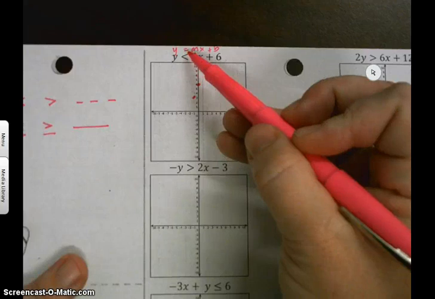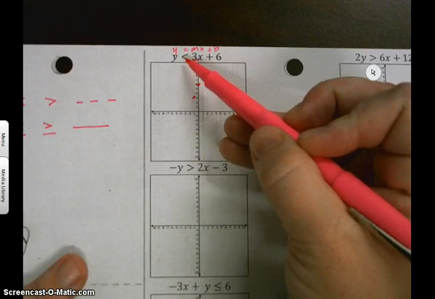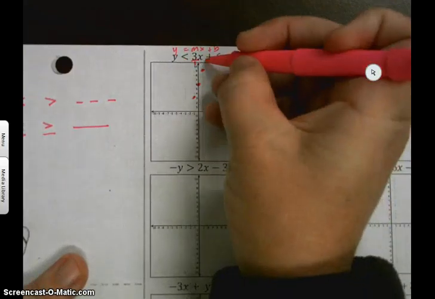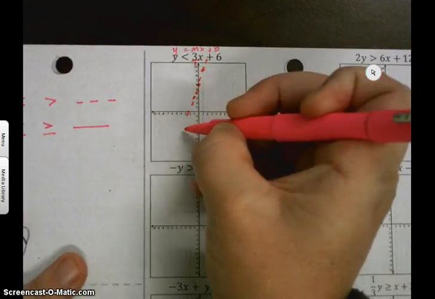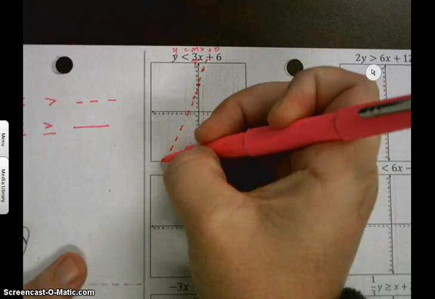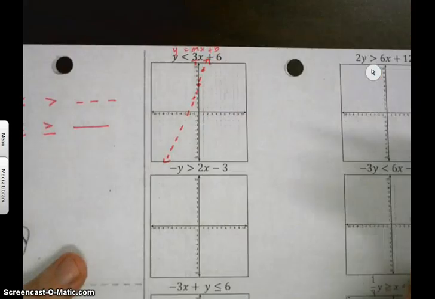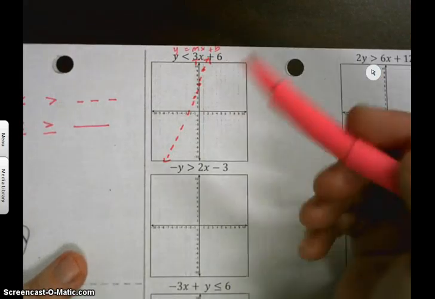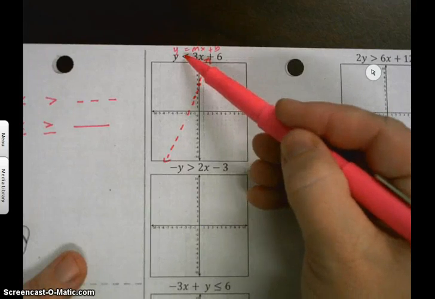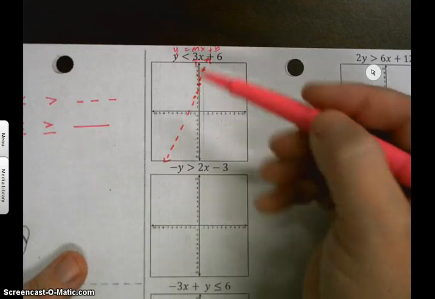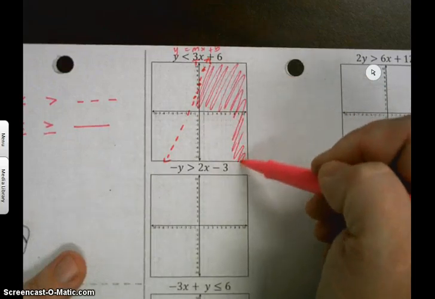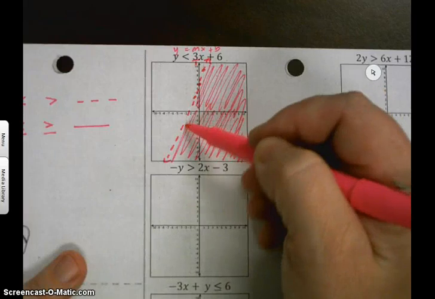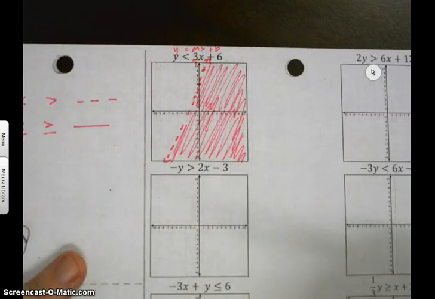In this case, it is less than, which means it's going to be a dotted line, meaning the points on this line are not included in the solution. So I'm going to sketch it out and put arrows on it because it's a line. And then it is less than. Less than means to shade below the line. So I'm going to shade everything below this line. This means any point in this shaded region is a solution to this problem.